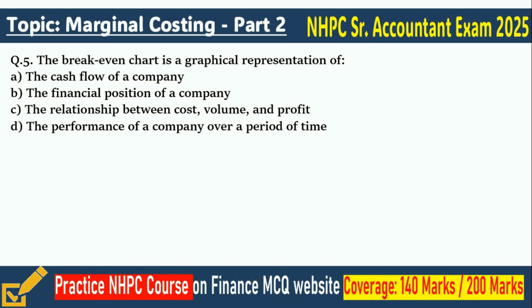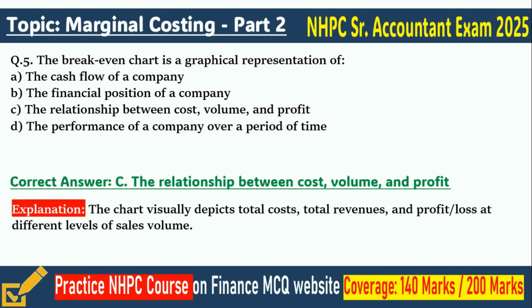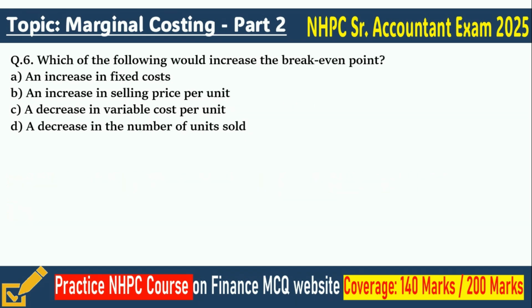Moving on, friends, next question. The break-even chart is a graphical representation of option A, the cash flow of a company, option B, the financial position of the company, option C, the relationship between cost, volume, and profit, option D, the performance of a company over a period of time. So, friends, the break-even chart relates to cost, volume, and profit. Friends, this chart visually depicts total cost, total revenues, and profit or loss at different levels of sales volume.